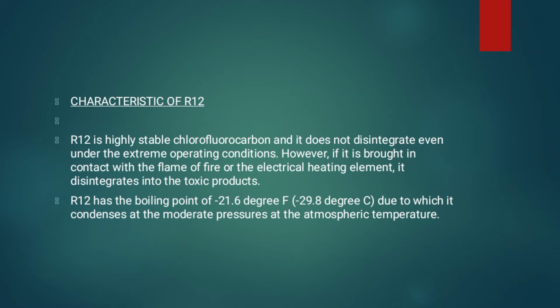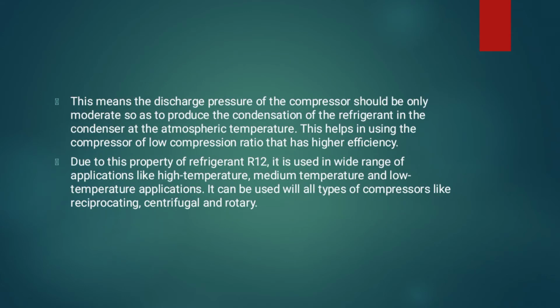We notice that R12, or this refrigerant, easily condenses at a moderate pressure. Even at negative 28 degrees Celsius, in our room environment, which is 37 degrees or higher, it easily evaporates at our atmospheric or natural temperature. This means the discharge pressure of the compressor should be only moderate, so as to reduce the condensation of the refrigerant in the condenser at atmospheric temperature. This helps in using a low compression ratio that has a higher efficiency.